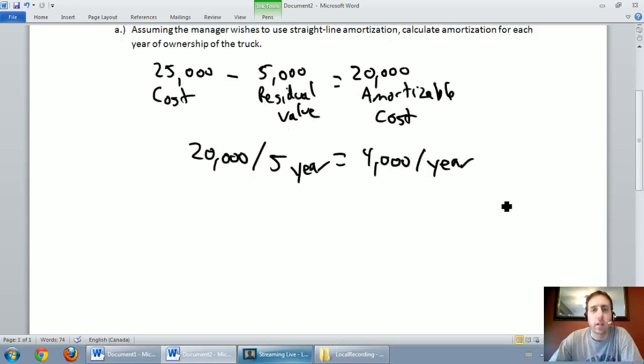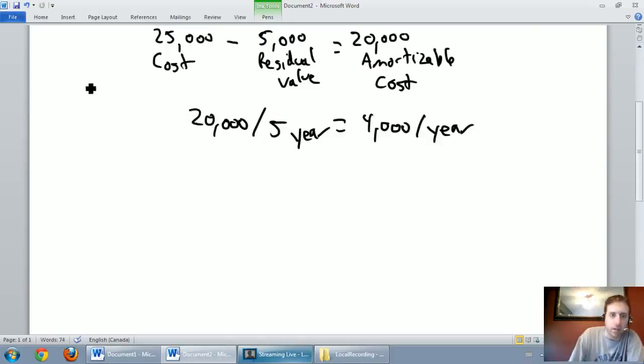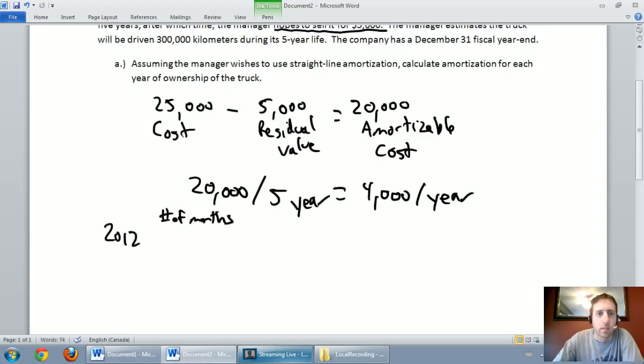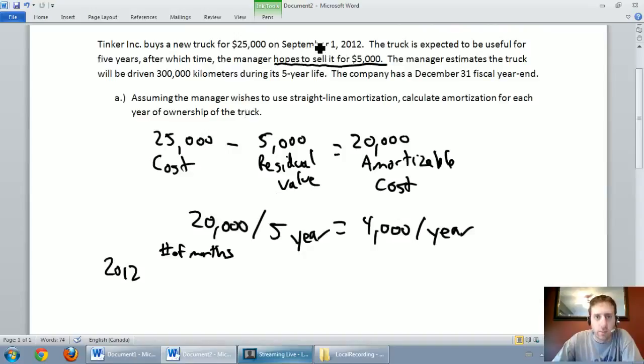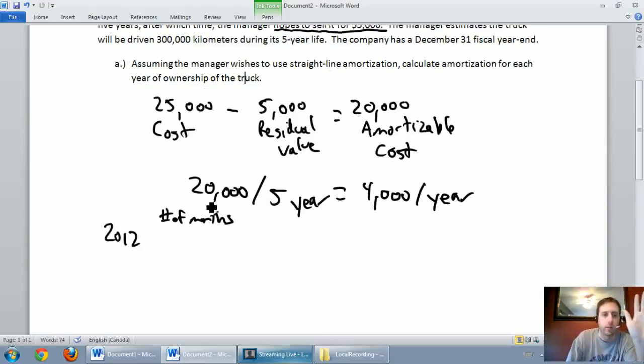Now let's look at our years. We've got the year 2012, and I just want to calculate the number of months we're going to own the thing in 2012. We'll start in September. So September, October, November, December. We're going to own it for 4 months of 2012: September, October, November, and December.